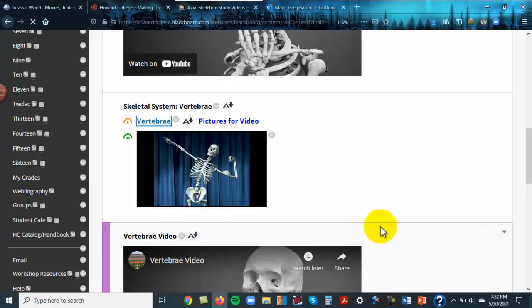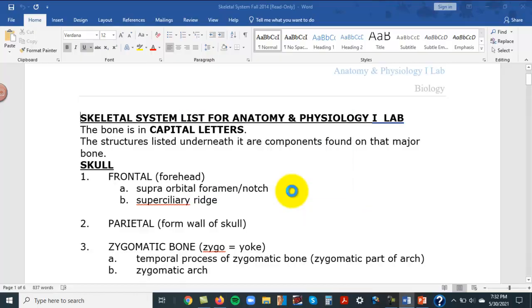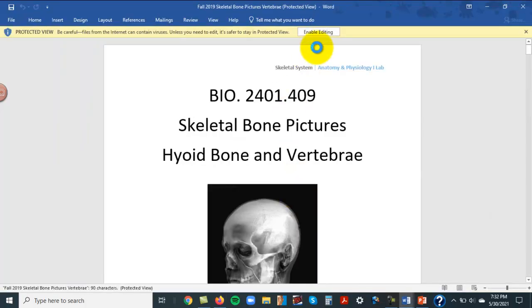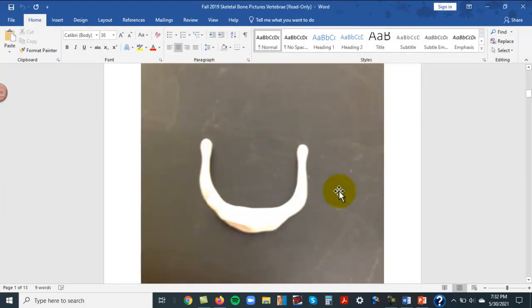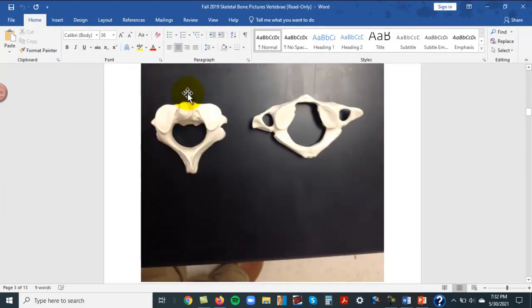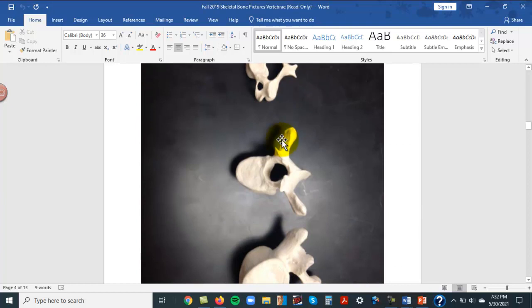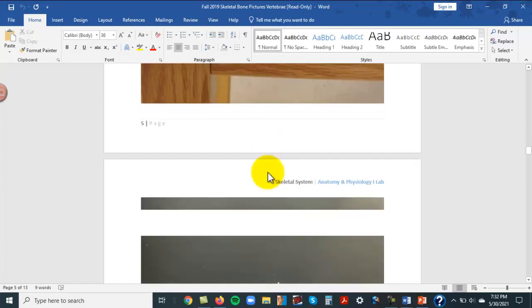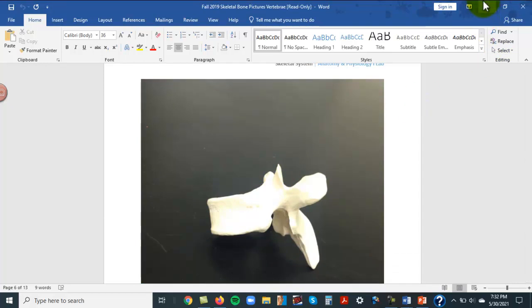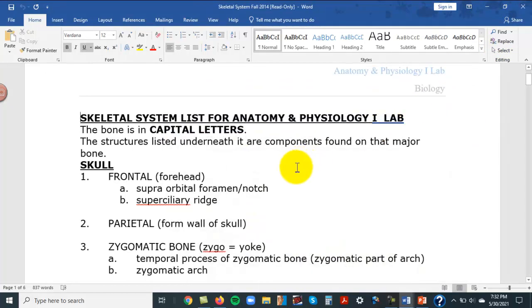Here, same thing. See the vertebrae. I'm going to click on this, and there's a hyoid. There's an axis and an atlas. This is C1, that's C2. There's some cervical, thoracic, lumbar vertebrae. That's a thoracic. But these pictures are the ones that are going to be on your lab exam.